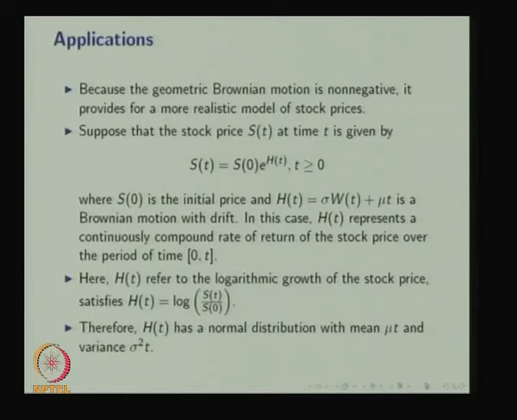In this case, H t represents a continuously compounded rate of return of the stock price over the period of time 0 to t. W t is a standard Brownian motion. H t is equal to mu t plus sigma times W t, the Brownian motion with the drift, and it represents a continuously compounded rate of return of the stock price over the period of time 0 to t.